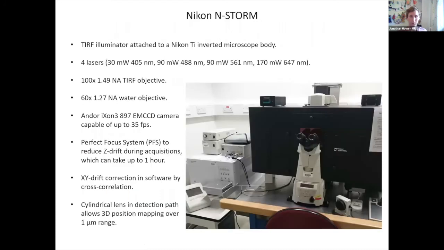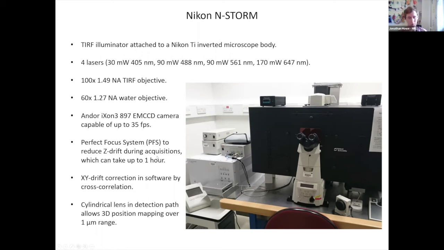Okay, so we have a microscope capable of this STORM technique. It just so happens this microscope also has a TIRF illuminator. It has 4 lasers, quite high power, just like the SIM. And it has high NA lenses because obviously we want to start with the smallest PSF possible. It has a sensitive camera, which can also go quite quick.